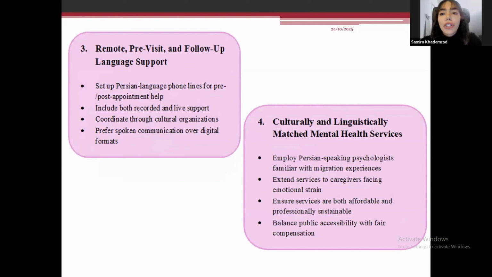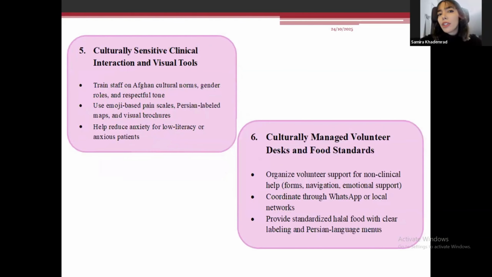Number 4, culturally and linguistically matched mental health services. They called for Persian-speaking psychologists, not only for the elderly migrants but also for their family members, like informal caregivers, because of the trauma and sad background they are dealing with and cannot share with family members. So number 5, culturally sensitive clinical interaction and visual tools.